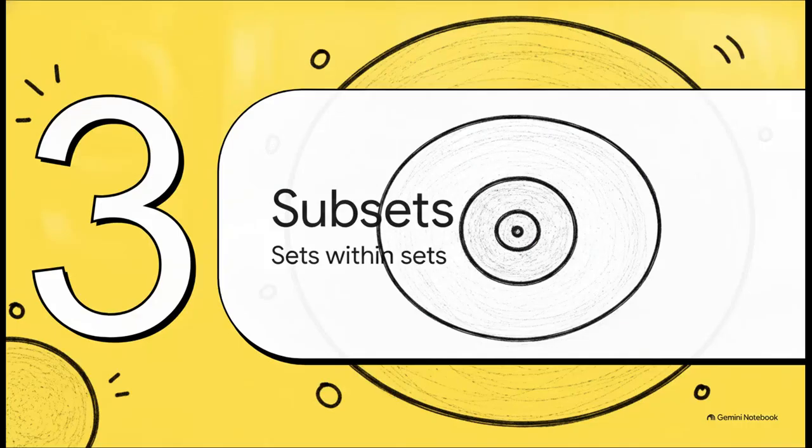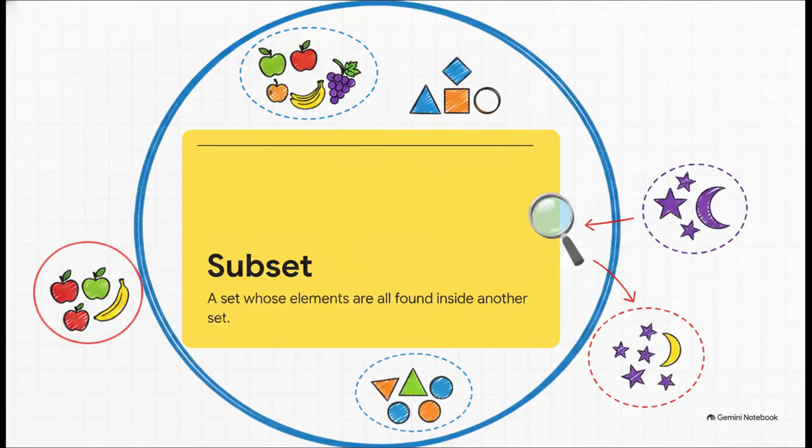Okay, part three, subsets, sets within sets. Now, subsets happen when you single out specific items from a much broader group. If every single element in your new, smaller set can already be found sitting in a larger set, well, you've just created a subset. It's like finding a set hiding inside of another set.